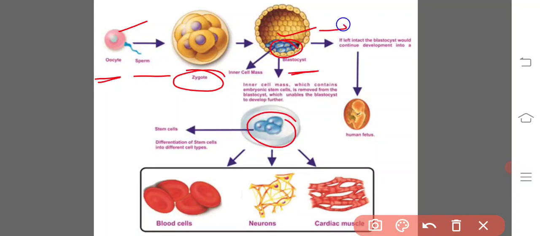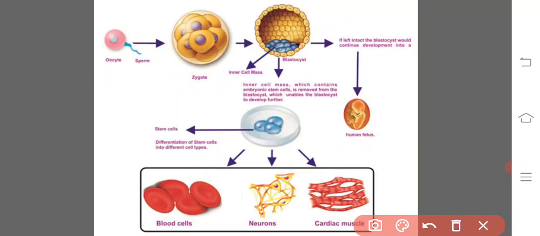If it develops further, it gives rise to the formation of the embryo and fetus. So the inner cell mass is considered the stem cells of the embryo, from which we can differentiate these embryonic stem cells either into blood cells or into neurons or into cardiac muscle and so on.